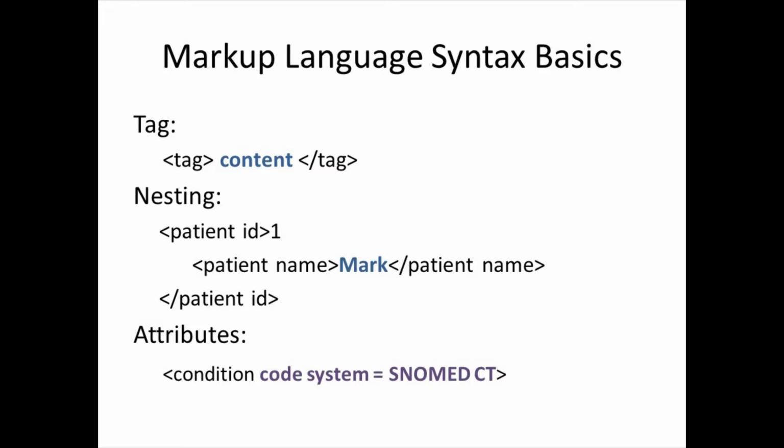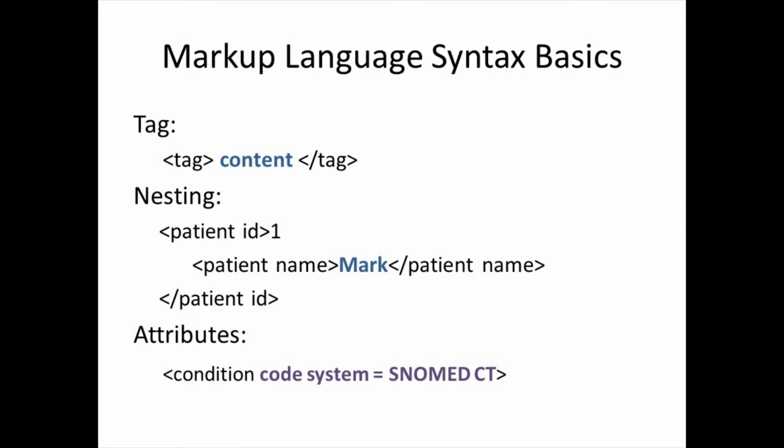Every markup language has some common attributes, including the use of tags, which are enclosed with the open and close caret symbol, and then the content goes between the tags. And then a markup language uses what's called nesting. So in this example, we have tags for patient ID, and then an additional set of tags for patient name. So the patient name is nested inside the patient ID tags.